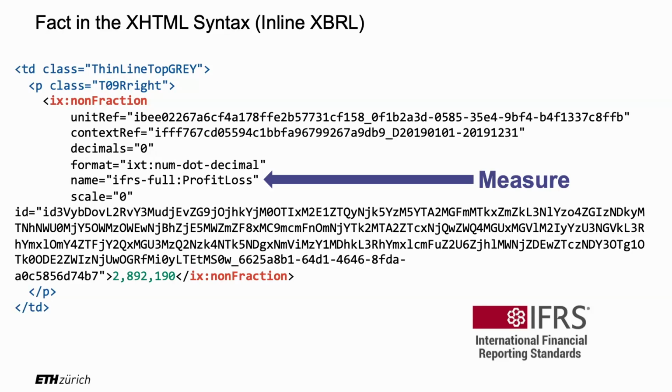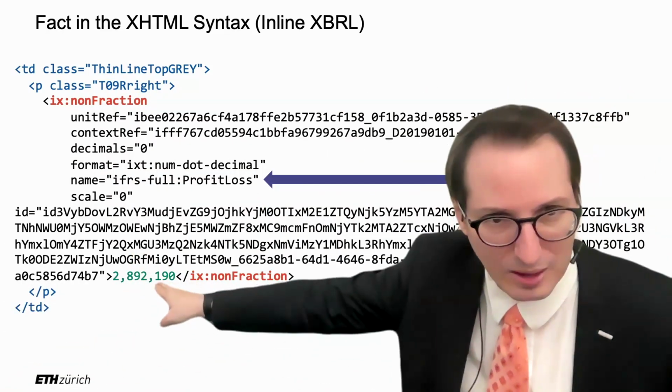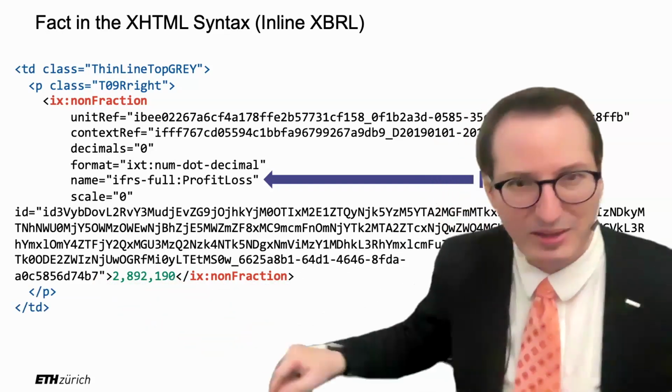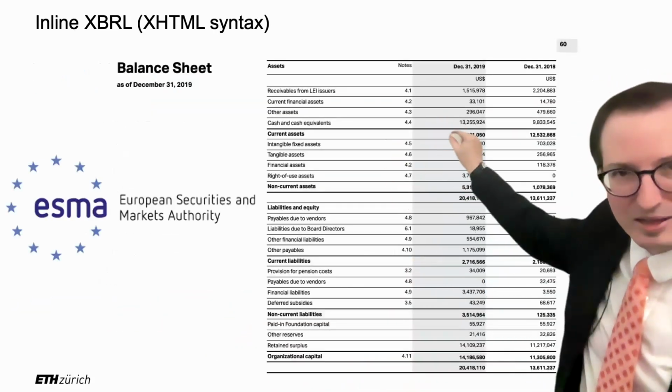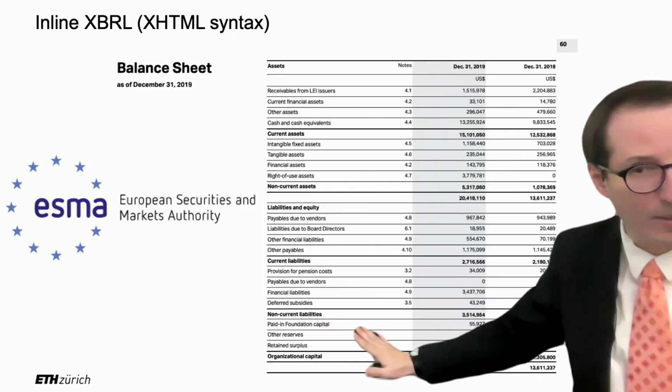There is also what we call tags. And the tags are basically put around the values. You can see, for example, there was a value here of 2,892,190. That's a value in there. It was probably one of these. Let's say that was this one, right? This is HTML, right? This is an HTML table.